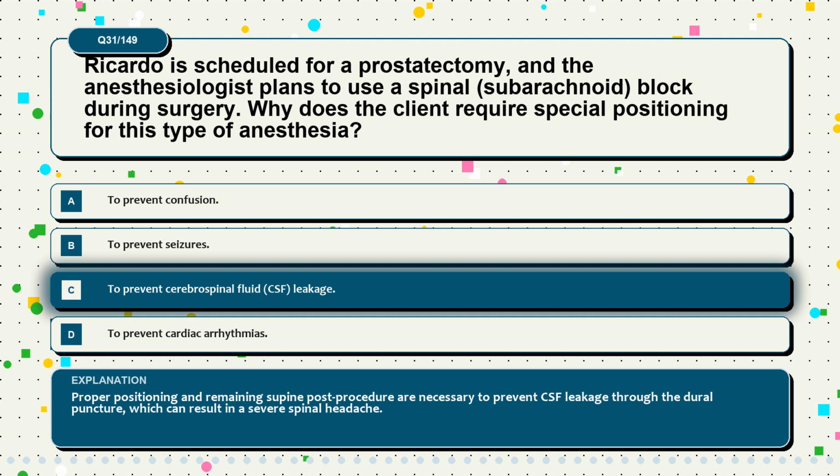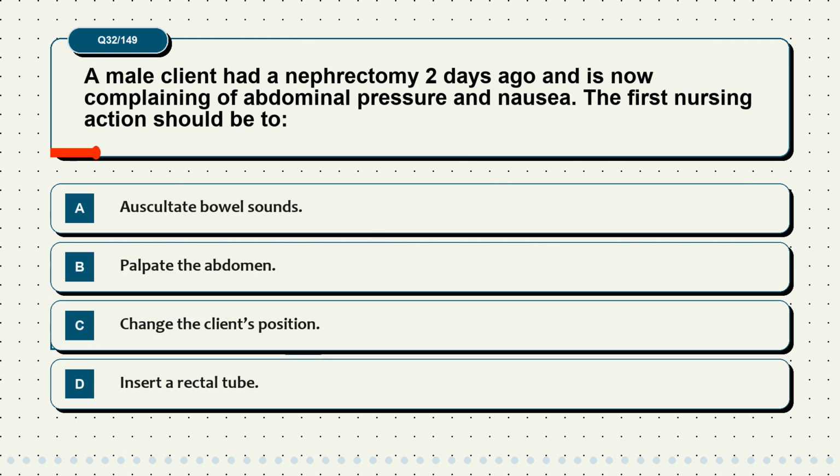Question 32. A male client had a nephrectomy 2 days ago and is now complaining of abdominal pressure and nausea. The first nursing action should be to. Here are the options. Option A, auscultate bowel sounds. Option B, palpate the abdomen. Option C, change the client's position. Option D, insert a rectal tube.